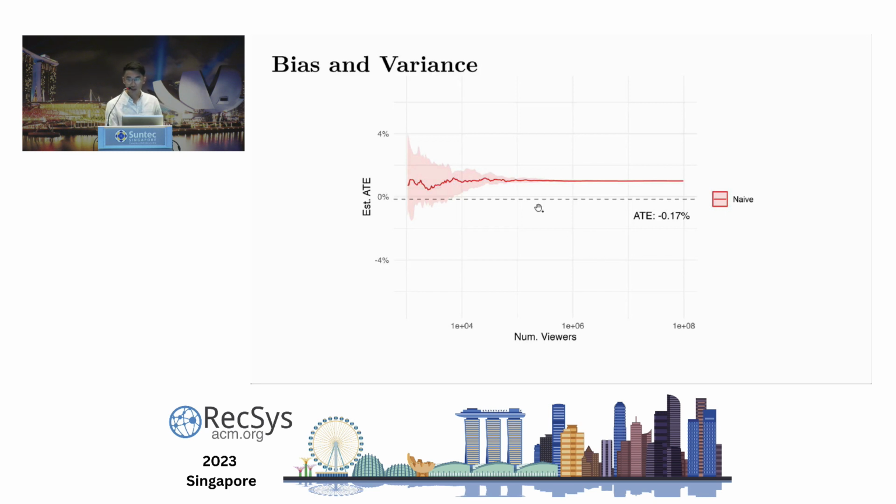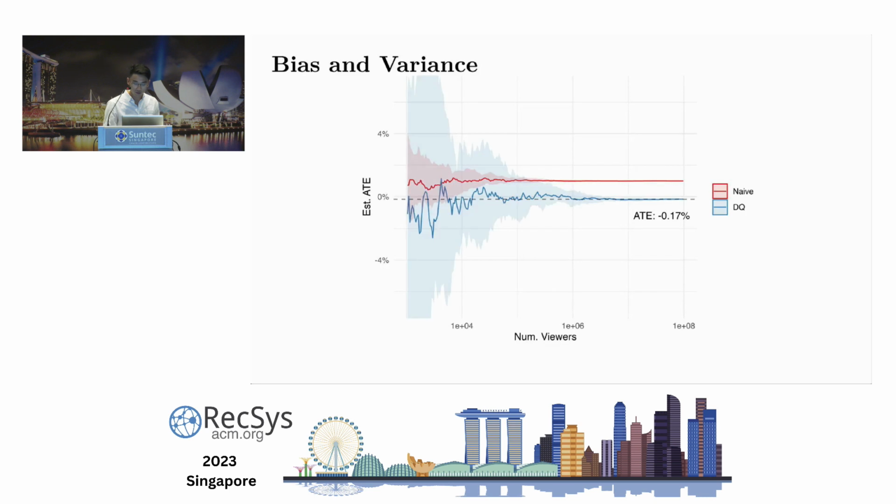Now, if we look at the naive estimator, we can see that the variance is pretty low. By about 10,000 to 100,000 users, it's already converged to some value. But that value is a totally wrong value. The naive estimator is estimating a plus 1% treatment effect, which is, first of all, the wrong sign. And second, it's 5 times larger in magnitude than the actual treatment effect. So this is a totally useless result.